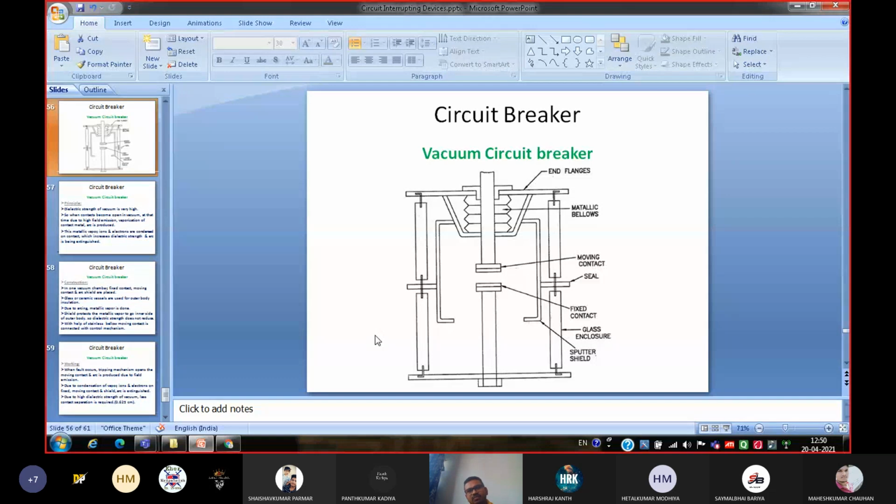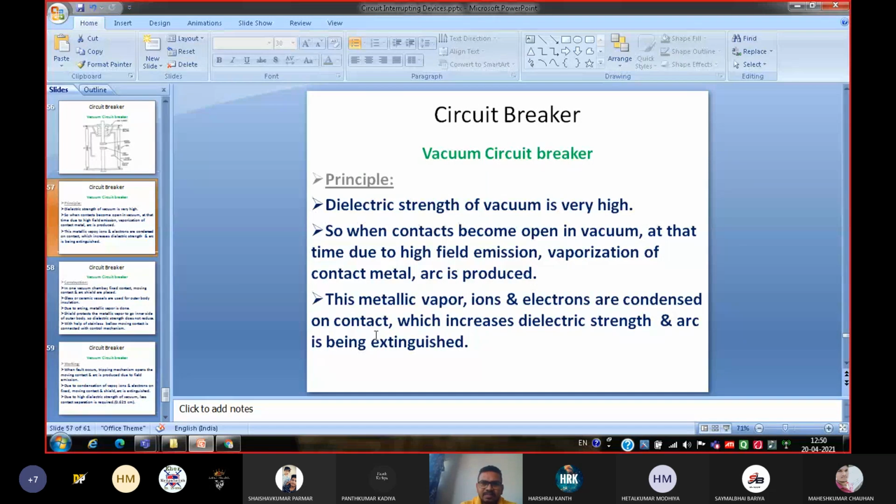Okay, now next is the vacuum circuit breaker. So, the basics of the vacuum circuit breaker. The dielectric strength of vacuum is very high. It is of 10 raised to 12 torr. Okay, the dielectric strength of vacuum is very high compared to other dielectric media.